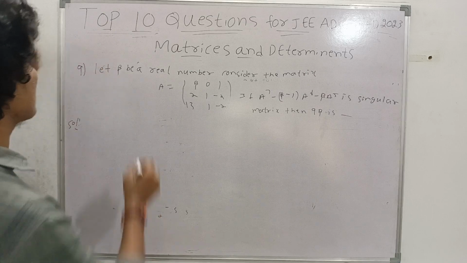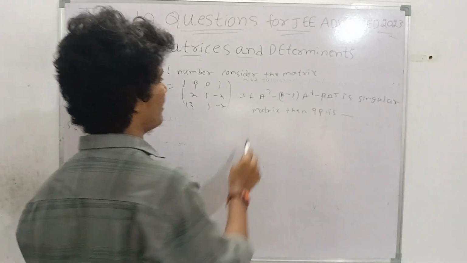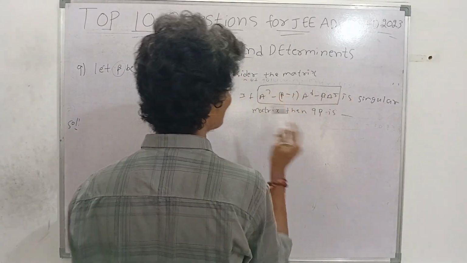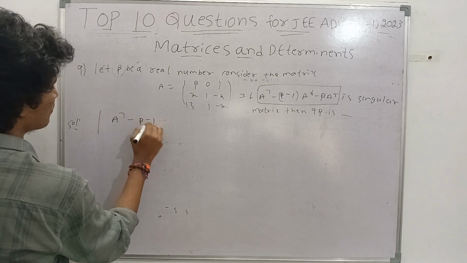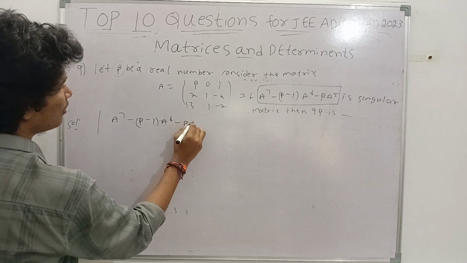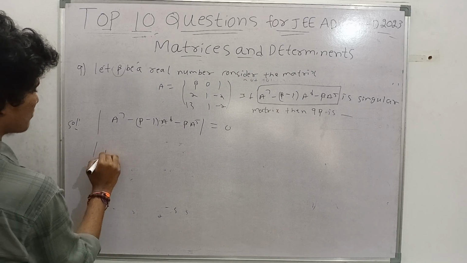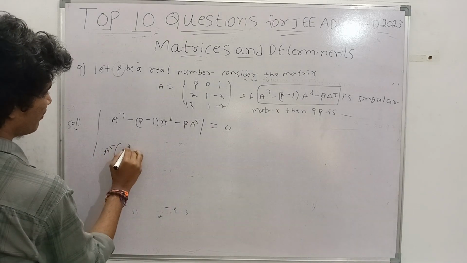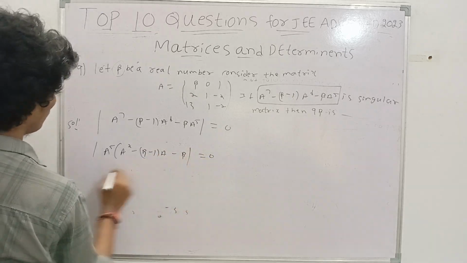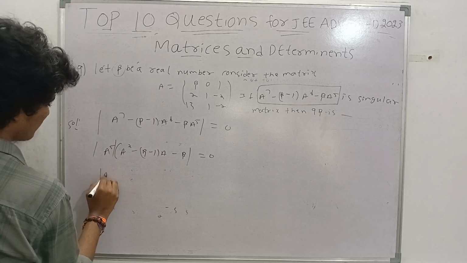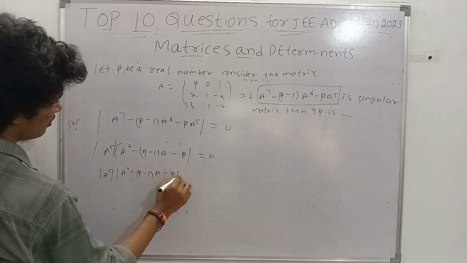Let beta be a real number. They said first of all beta is a real number. Consider the matrix A. They gave one matrix and they are saying this complete new matrix is a singular matrix. What is a singular matrix? When the determinant of that matrix is equal to 0, then it is said to be a singular matrix. Now if you observe carefully, I can take common A power 5, it will be A square minus beta minus 1 into A minus beta is equal to 0, and I can split these things, that is A power 5 into A square minus beta minus 1 A minus beta is equal to 0.